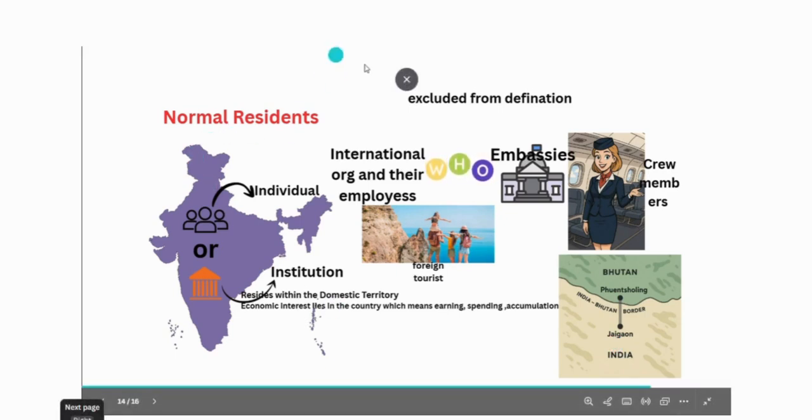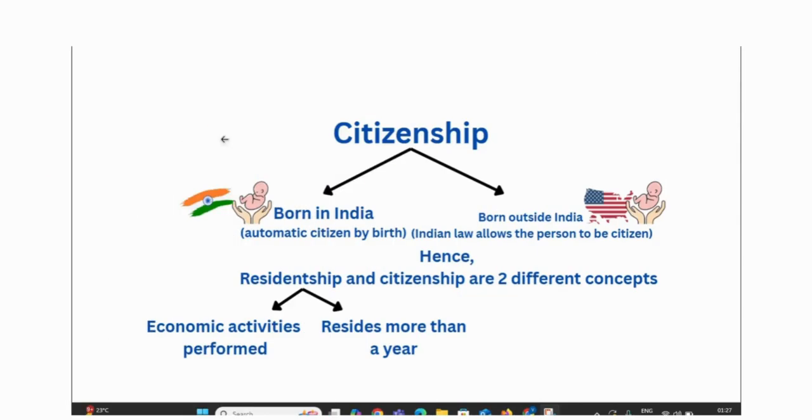Definition of citizenship. Anyone born in India is automatically a citizen of India by birth. If you are born outside India and have applied for Indian citizenship, and if the government or Indian law allows the person to be a citizen, then he or she will be considered a citizen of India.